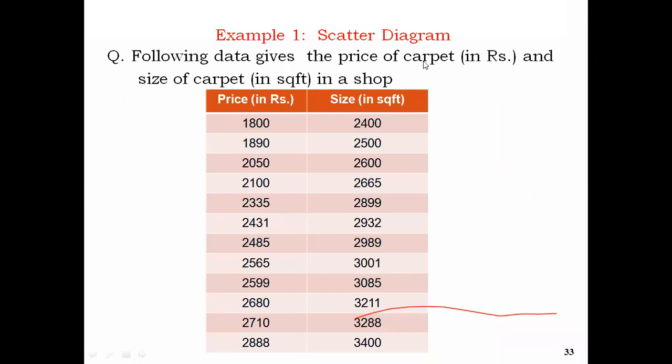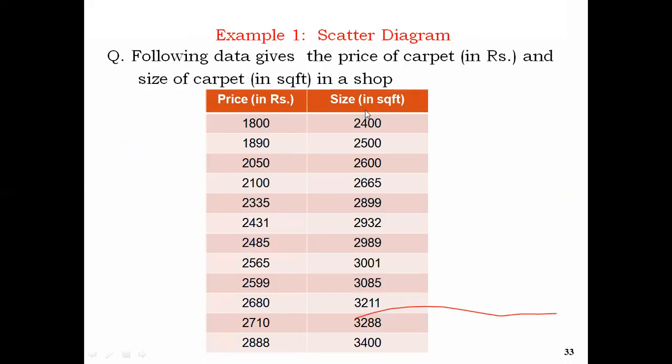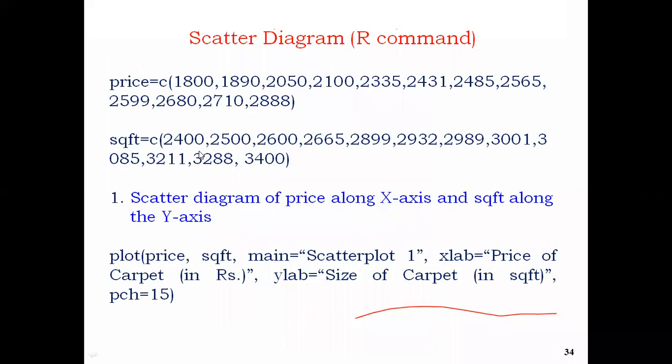So this is the example I have considered. Following data gives the price of carpet in rupees and size of carpet in square feet in a shop. These are the price and these are the sizes in square feet, given for carpet. So now you see how we can draw this scatter diagram. Price is in rupees, and then size in square feet. Here the price of the carpet, and here the size of the carpet, in square feet.